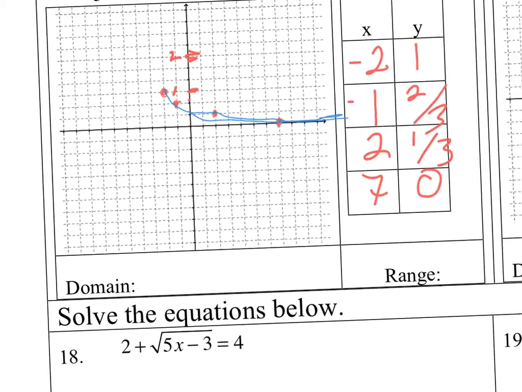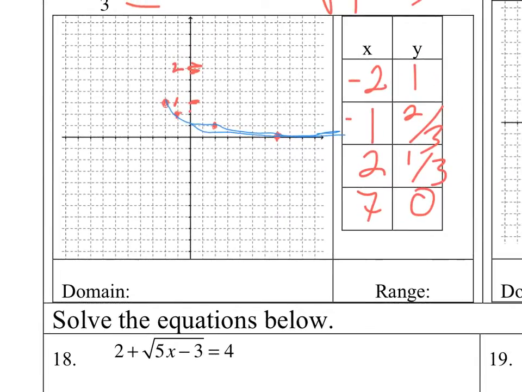And thinking about the domain, we're starting at an x value of negative 2. And from there, we're going to the right, so this is x is greater than or equal to negative 2. For the range, we're starting at a y value of positive 1. And that's my highest y value. My graph then goes down from there. So y is less than or equal to 1.